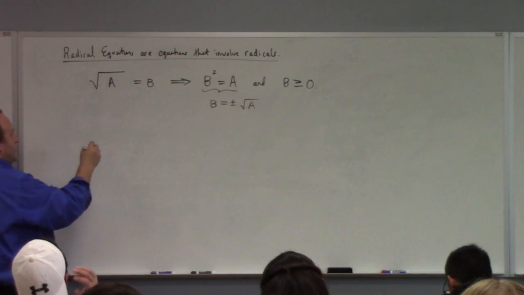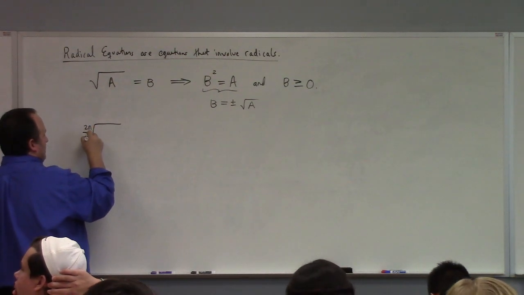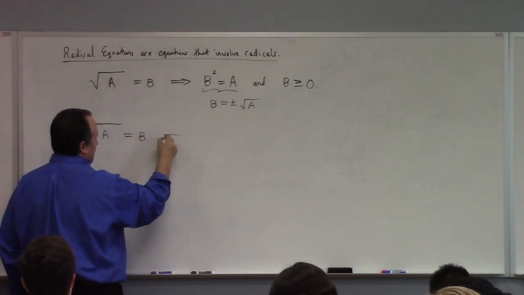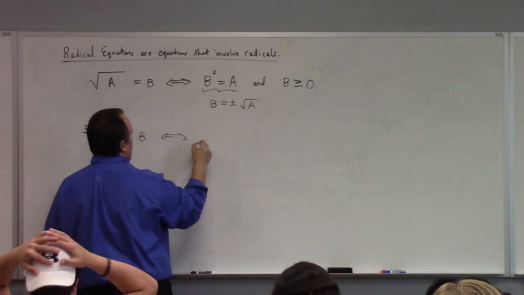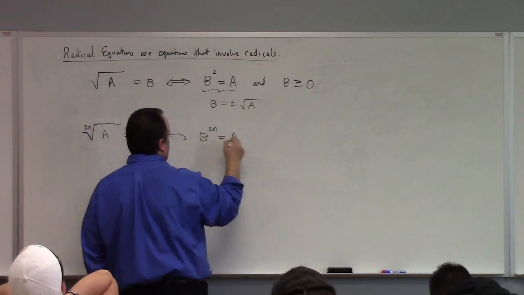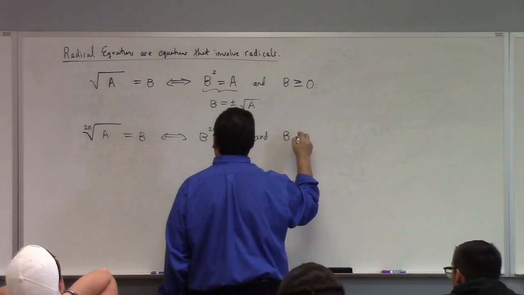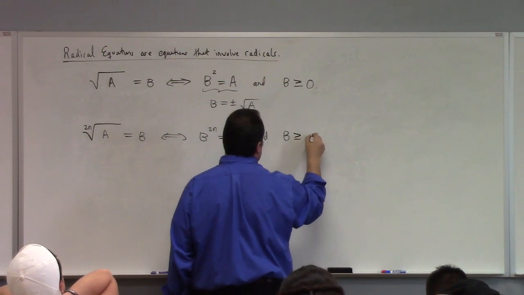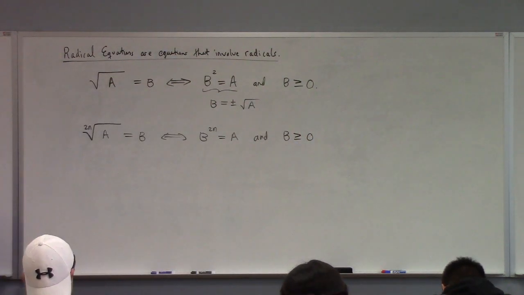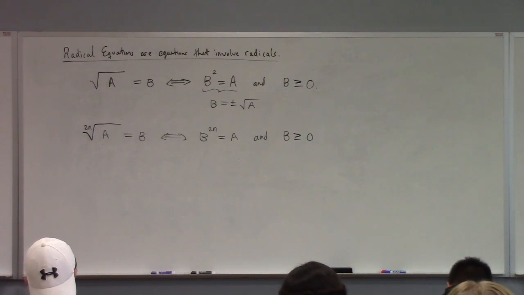And the same is true for any even root. So if we have an even root, 2n would be even. The 2n-th root of a is equal to b. That means that b to the 2n power is equal to a, and that b is greater than or equal to 0. All right? So even roots are by assumption non-negative.